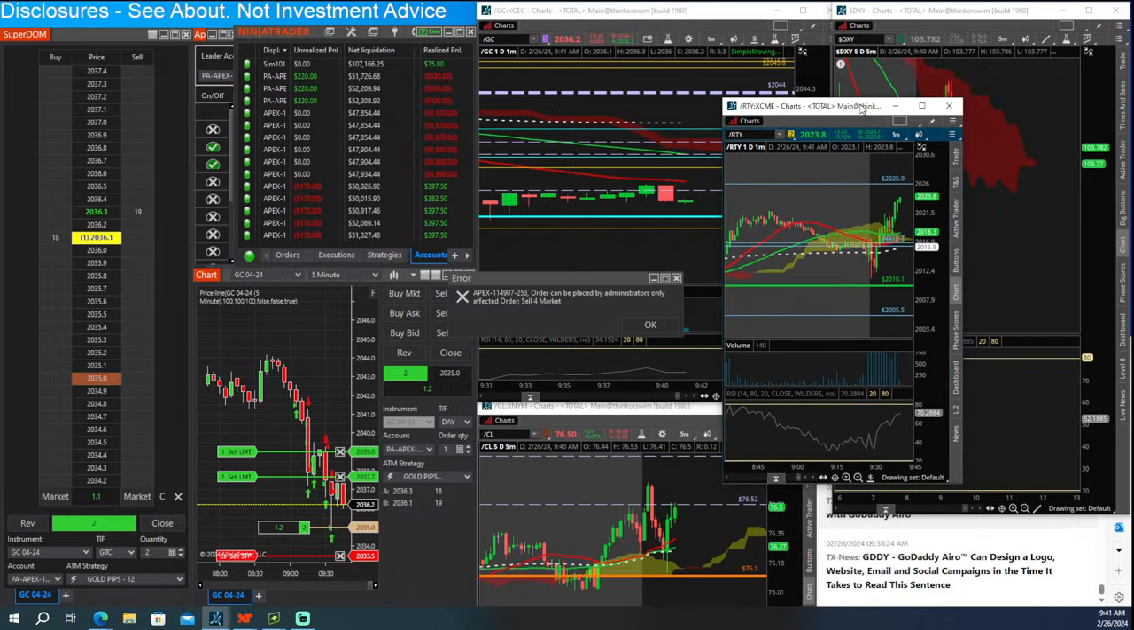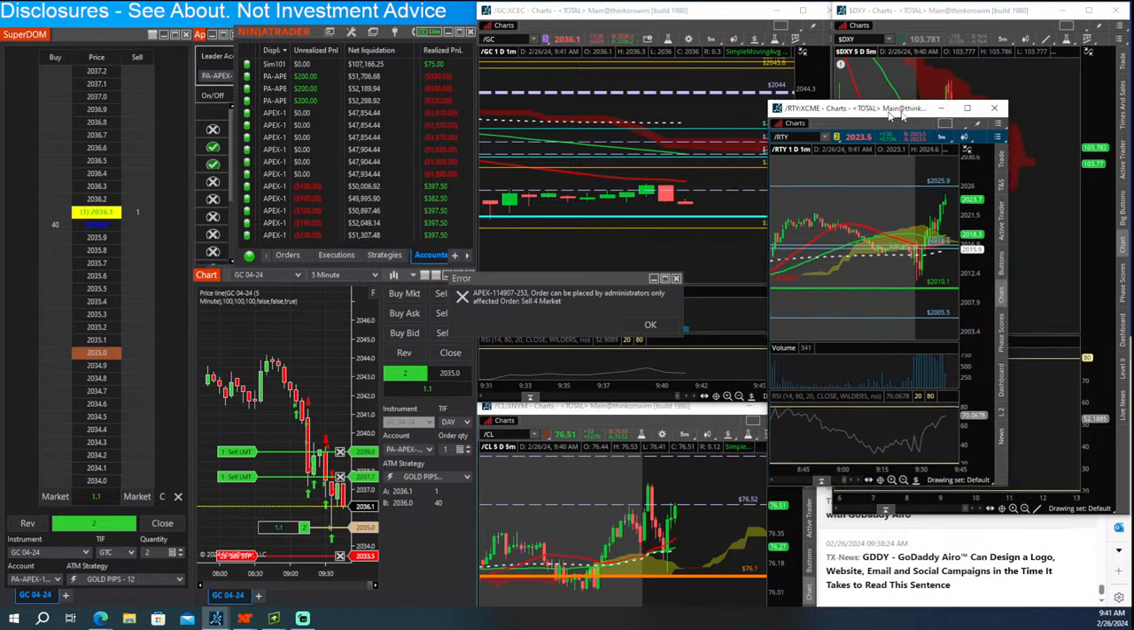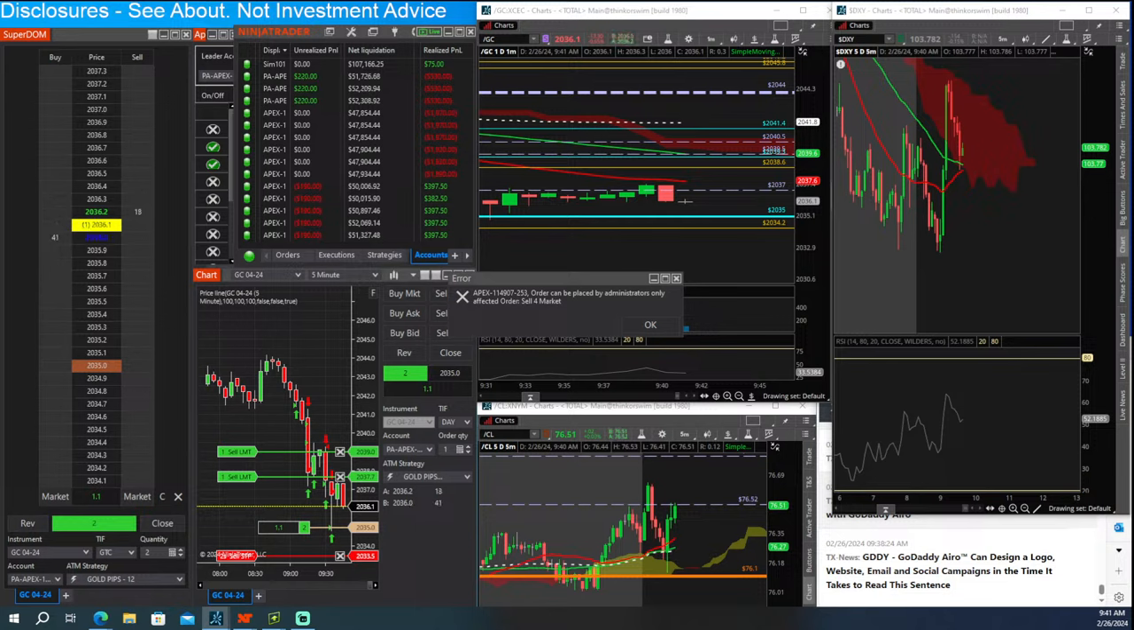Russell 2000, I tried to buy it this morning at this level. It had a nice bounce up right here, probably maybe some resistance at 20, 25.9.